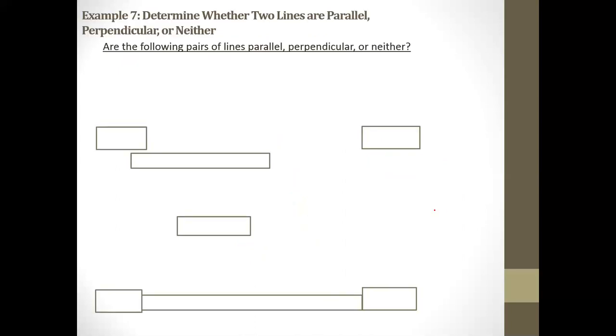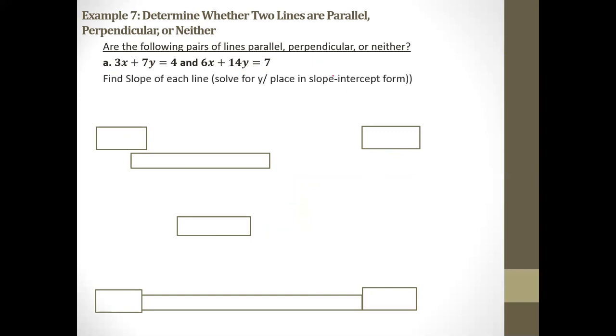Now for this example, we're going to determine whether we have lines that are parallel, meaning that their slopes are equal, perpendicular, meaning that their slopes are opposite reciprocals, or neither. So look at the first example. We have 3x plus 7y equals 4 and 6x plus 14y equals 7. First, we got to find the slope of both of these equations. So we're going to solve for y.